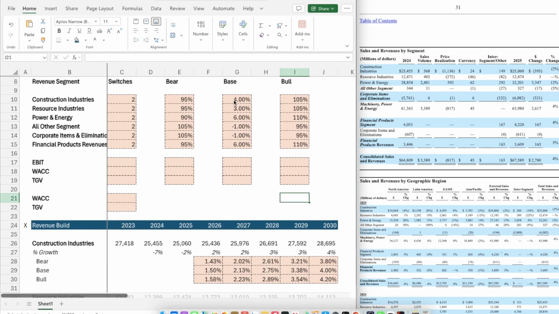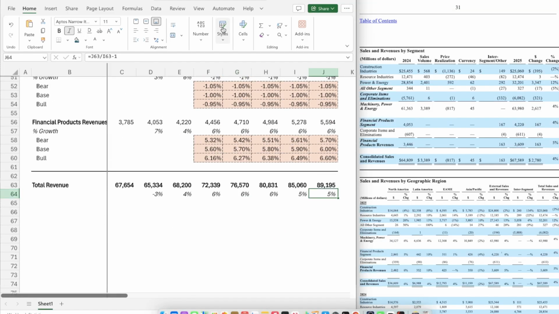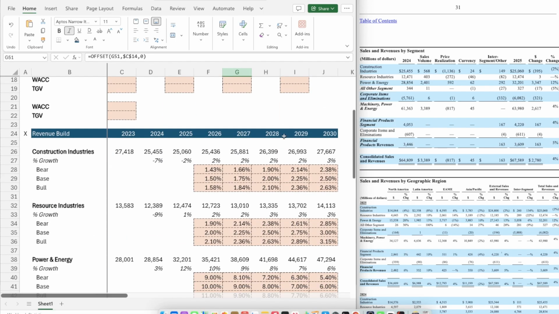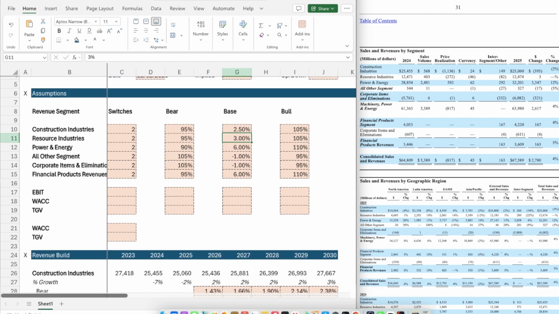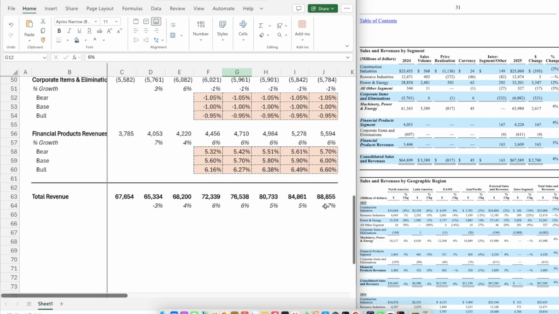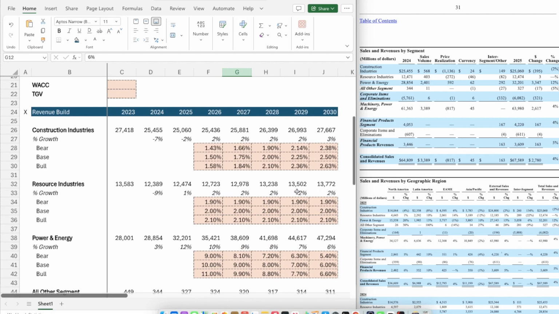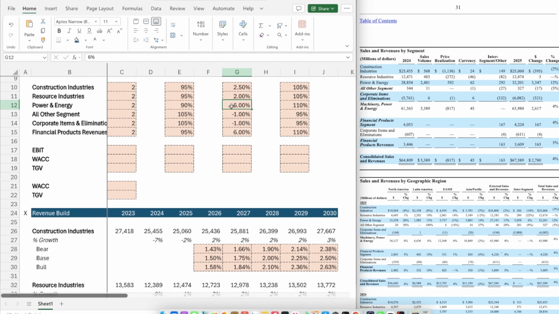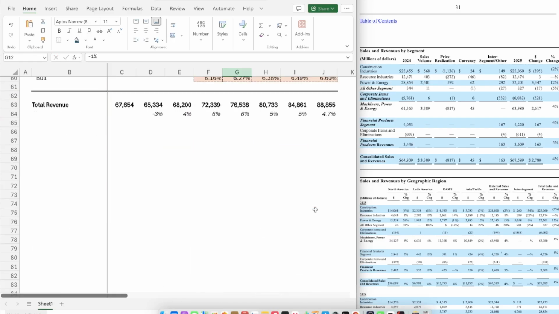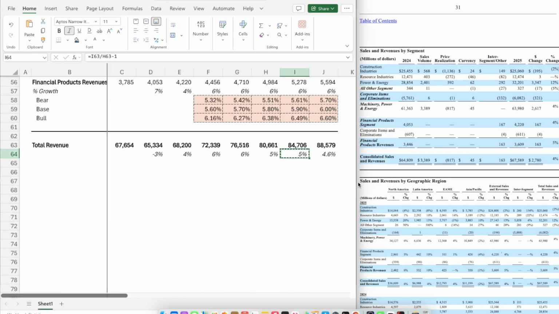Let's move this one down to say a little bit high. We want it to be about 4.5 on the base. Power and energy will put to 5. Yeah, okay, that's happy with that.